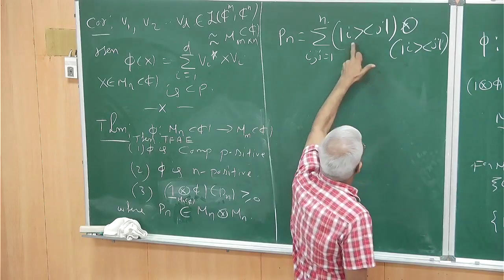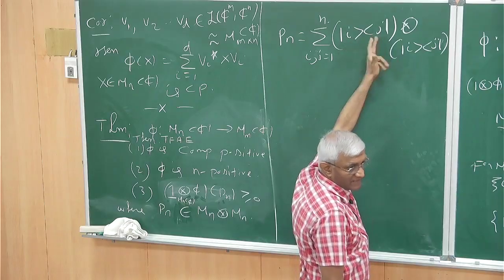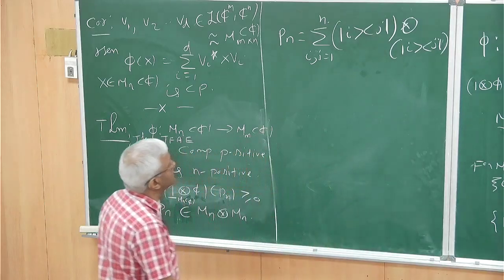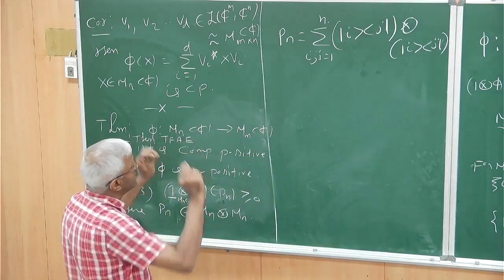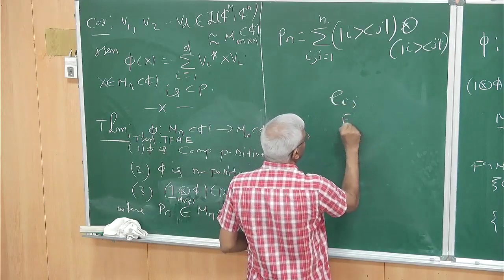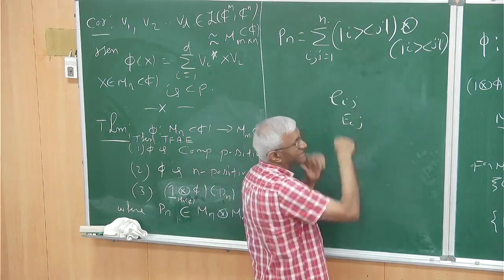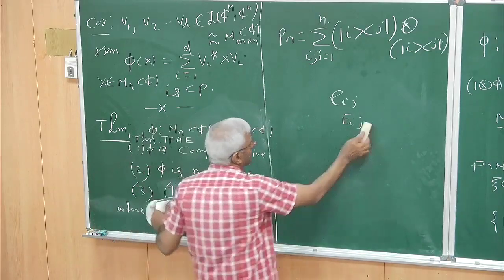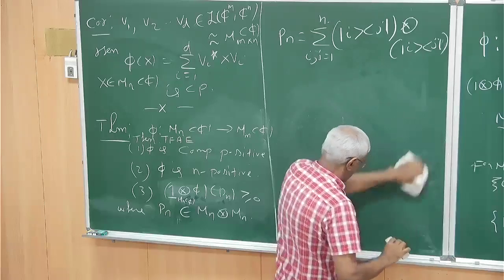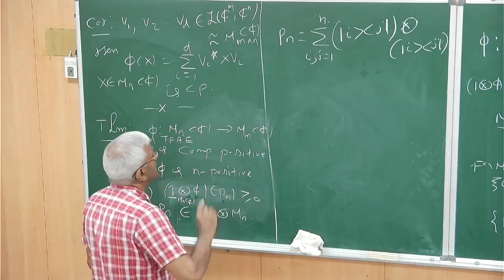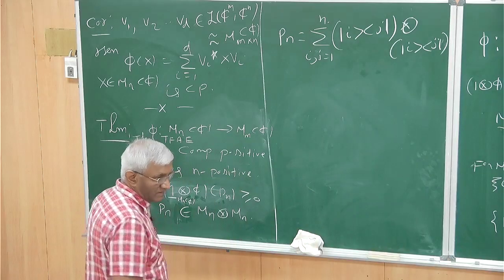This is the partial isometry which takes i to j. Sometimes I prefer to call it e_ij, it's easy to write. But this is the usual notation, this is the notation for us. So, this is the P_n.